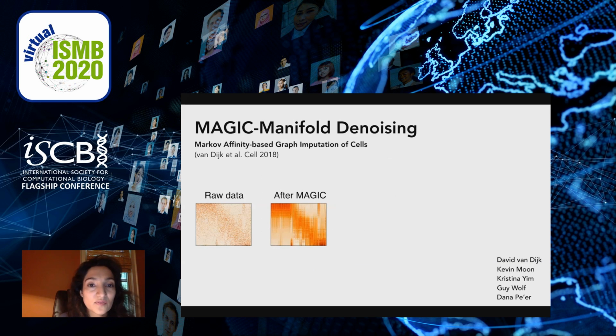One of the first big papers to come out of our lab had to do with denoising the data using these manifold learning concepts. This is a paper called MAGIC that came out in 2018 in Cell. The main idea in MAGIC is to restore data to the intrinsic manifold dimensions using something called a low-pass filter for the gene signals.